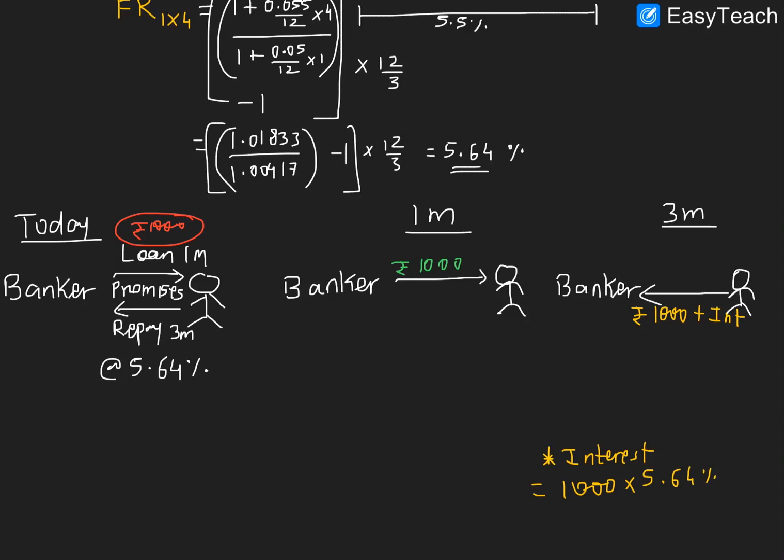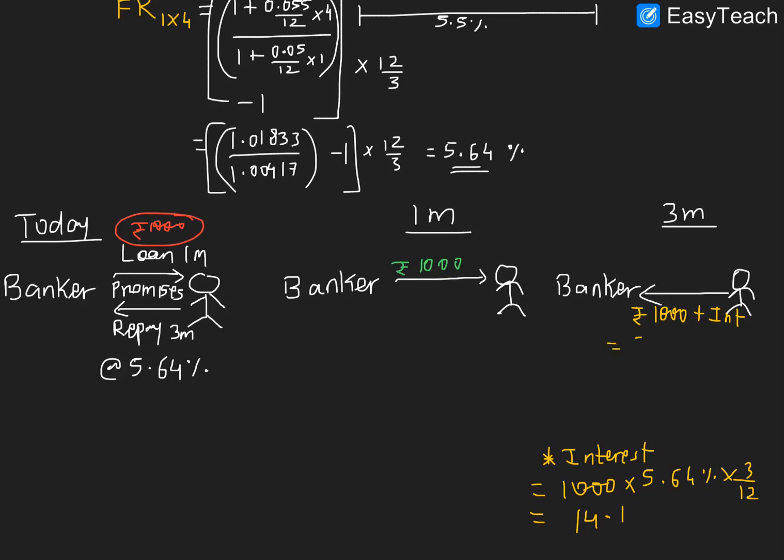So interest is going to be 1000 multiplied by 5.64% multiplied by 3/12, because it was a 3-month loan. So 3 months interest will be charged by the banker, and the interest that will be paid is going to be 14.1 rupee. So that is 1000 multiplied by 5.64% into 3 divided by 12, so that's 14.1 rupee.